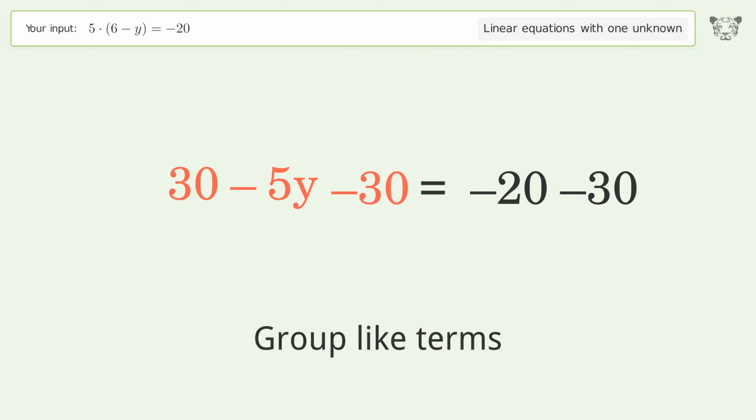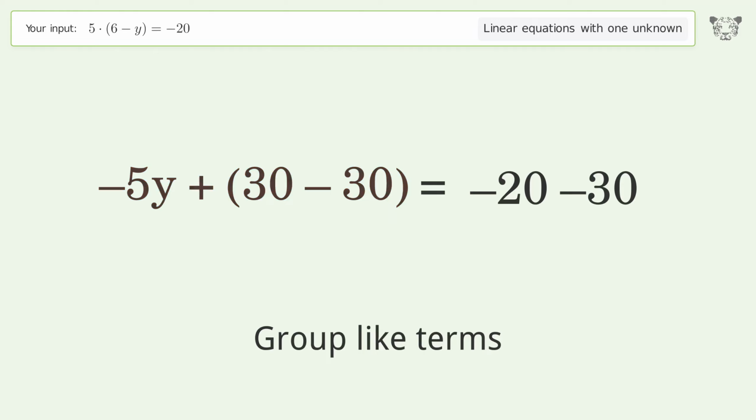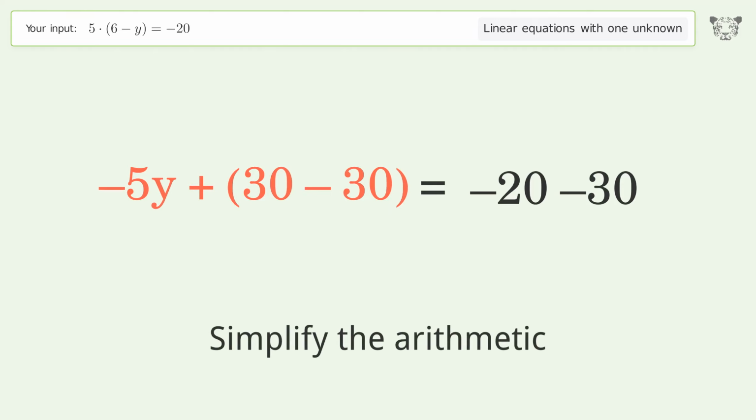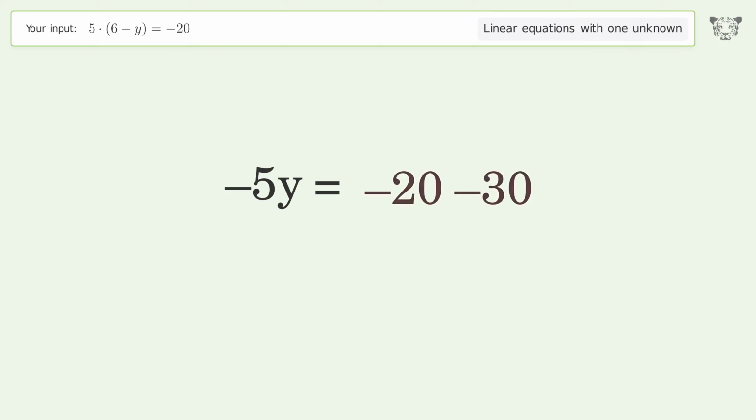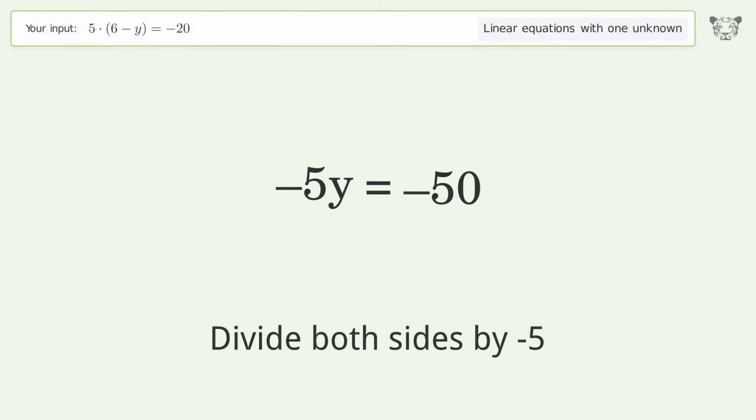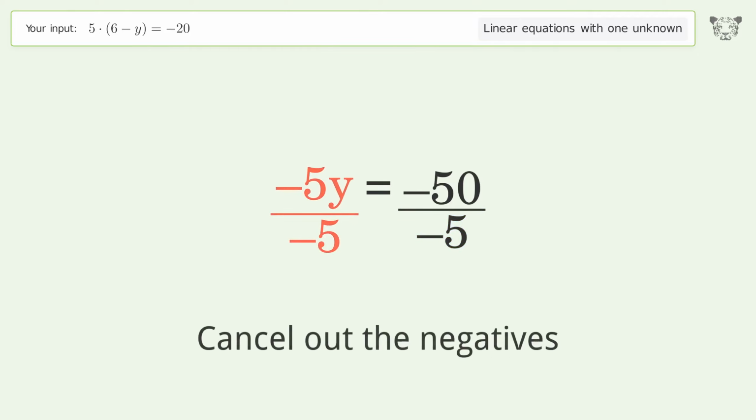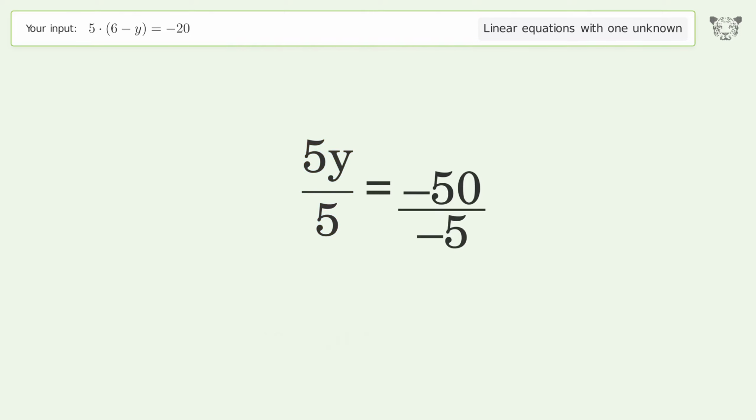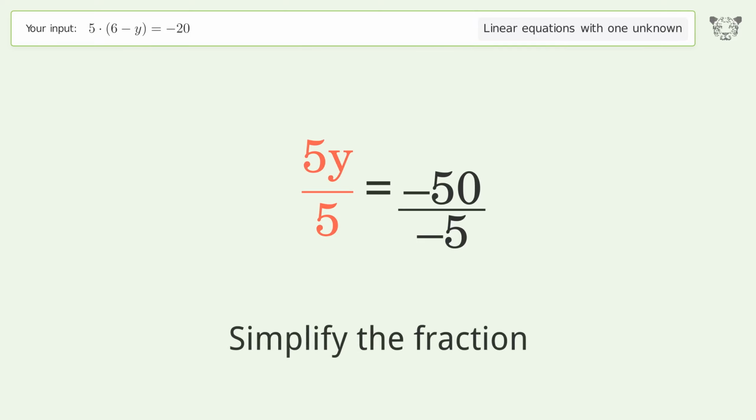Group like terms. Simplify the arithmetic. Isolate the y. Divide both sides by -5. Cancel out the negatives. Simplify the fraction.